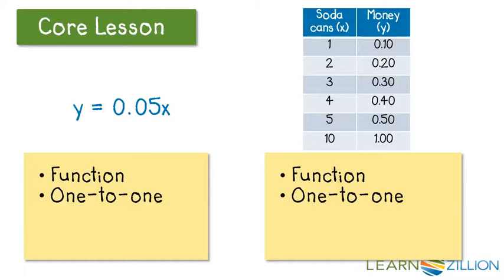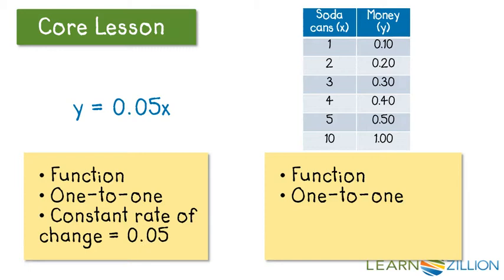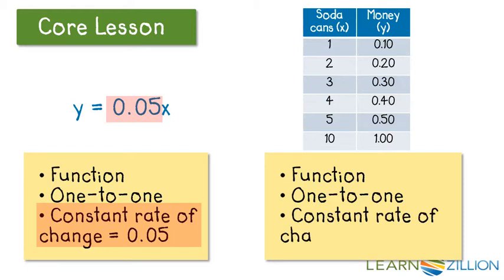Each output is unique. Lastly, the constant rate of change for California is 0.05, or 5 cents. We can tell that because it's the coefficient of the independent variable. On a table, the constant rate of change here, we check the change in y divided by the change in x. So it's 10 cents. Every time you bring in a can, the money goes up 10 cents.